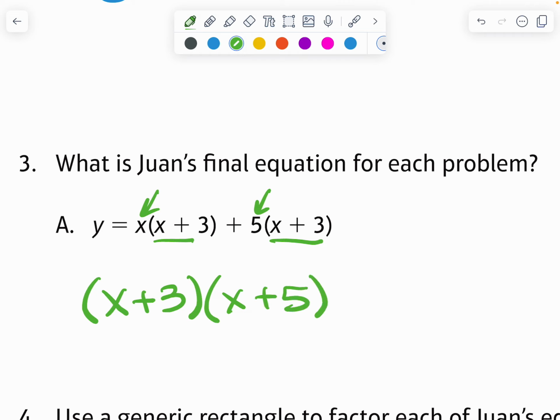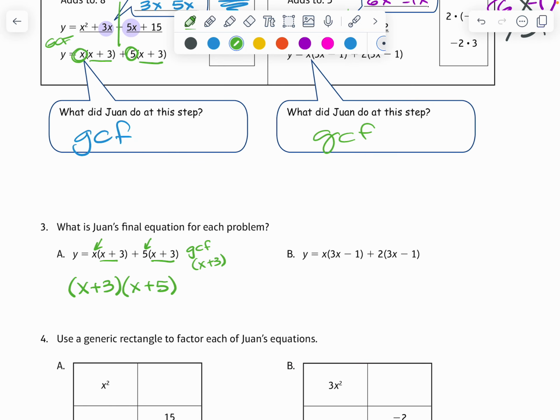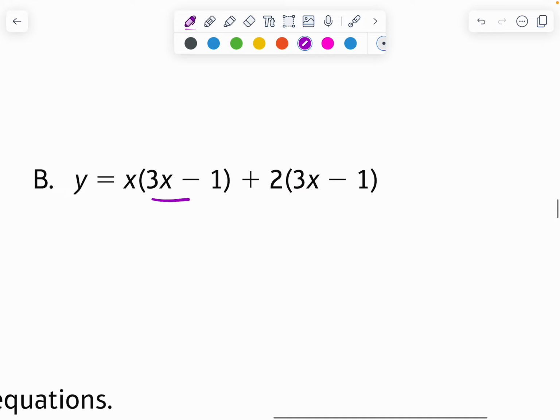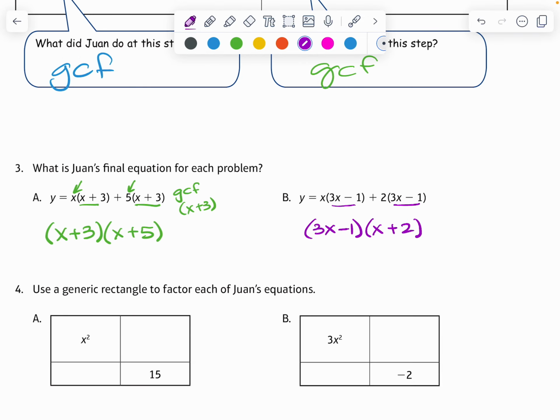Ta-da! That is now in factored form. The greatest common factor on this part was the x plus 3 that we factored out. Let's try 3b. Woo! And if you're saying, this is insane, Miss Shaw, don't worry. I will be back next class and we'll practice it. It's okay. All right, what do they both have in common? They have a 3x minus 1 in common. What's left when we factor that out? A positive x and a positive 2. That is factored form. Woo! Don't worry, we're going to do this a few more times until you feel good about it.